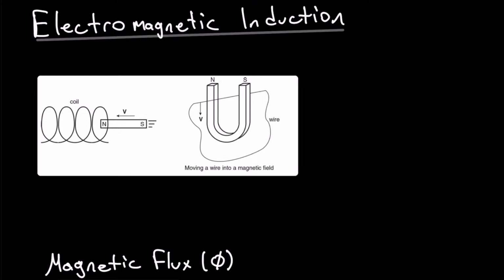So if you make a coil by simply using some wires and move your permanent magnet in and out of it, then you will create a change in flux. Same thing happens if you move a wire inside of a permanent magnet, kind of like this here.